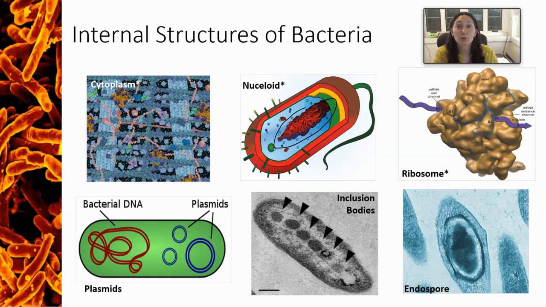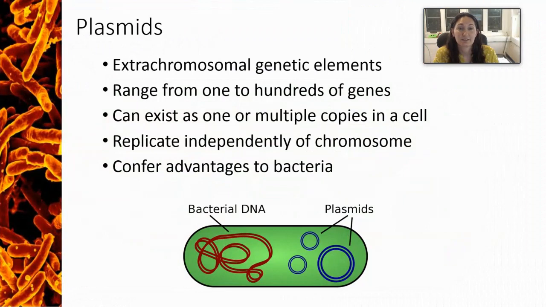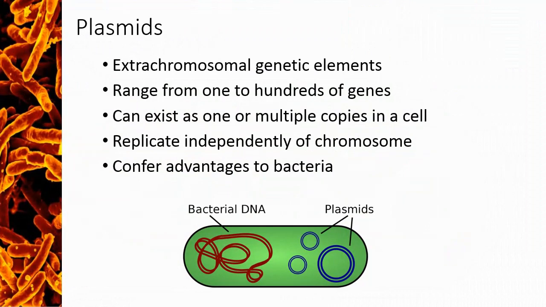The next internal structure we're going to take a look at are DNA plasmids. Plasmids are important structures to the bacteria that contain them. They are considered extrachromosomal pieces of DNA, which means they provide additional genes to the cell that are not part of the actual bacterial chromosome, where the cell's genome is located.